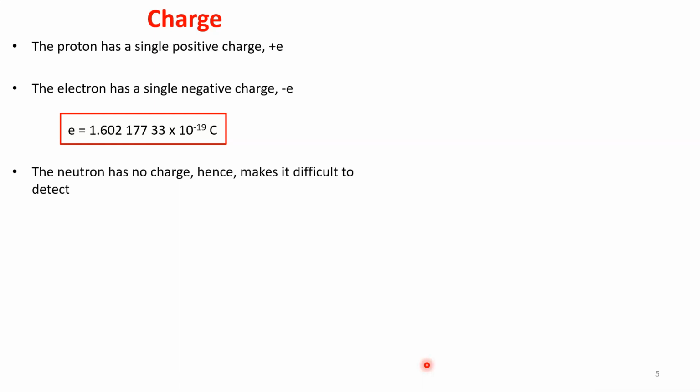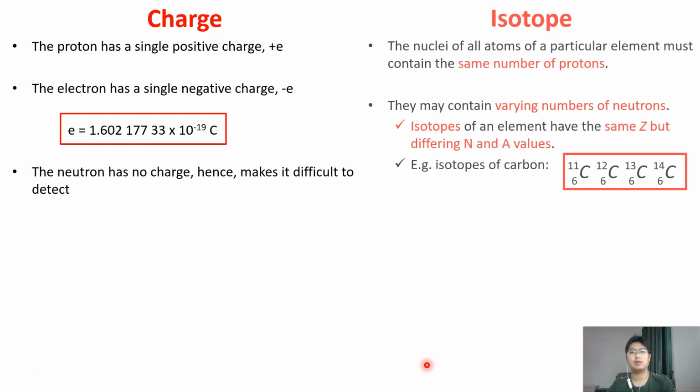Okay, the charge. The proton has a single positive charge, positive e. The electron has a single negative charge, negative e. The amount of charge is e equals 1.60217733 times 10 to the power of negative 19 coulomb. The neutron has no charge, hence it is difficult to detect.